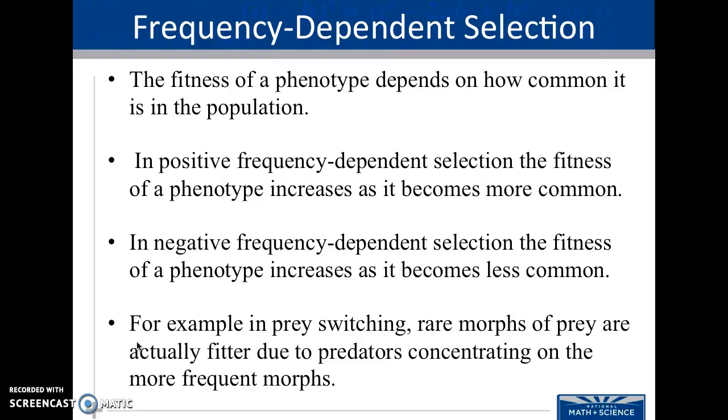An example is prey switching: rare morphs of prey are actually fitter due to predators concentrating on more frequent morphs. And so we see negative frequency-dependent selection occurring here. If I look very different than all of the other organisms, the predator's not going to see me, they're going to prey upon all of my counterparts.